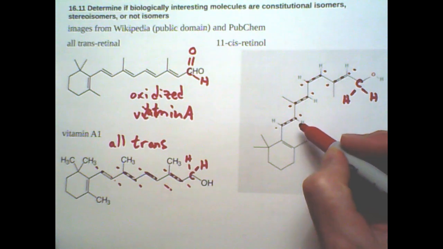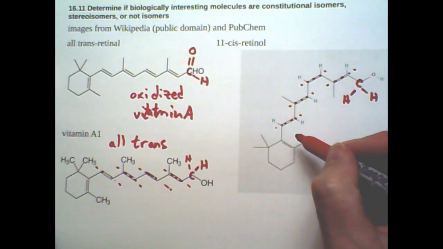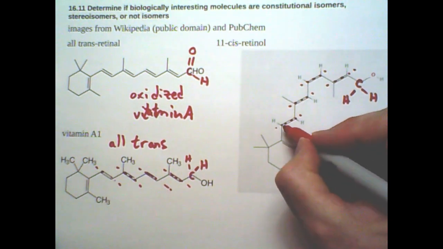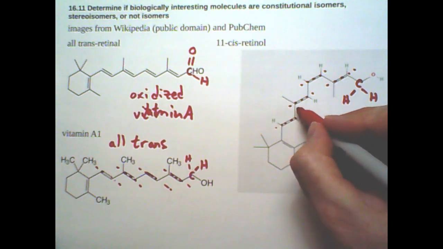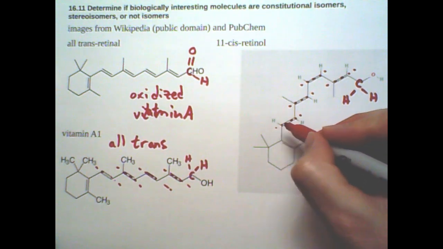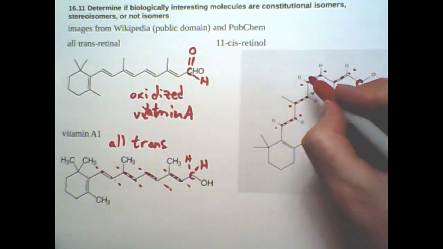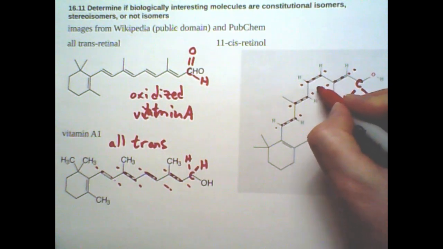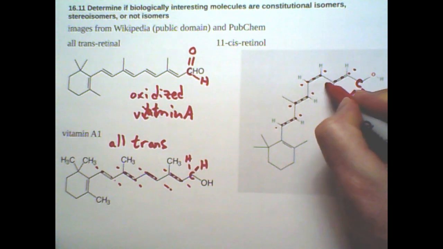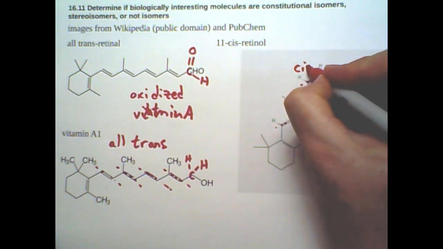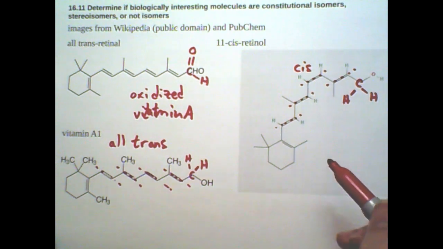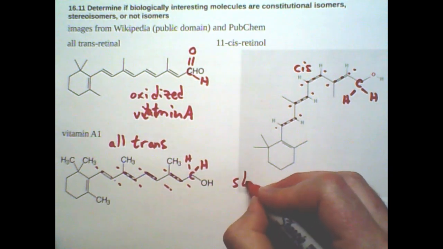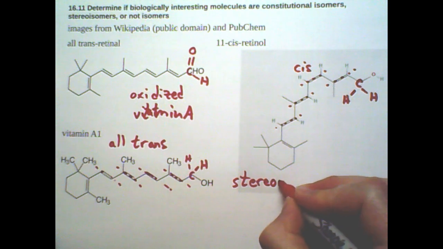Now here with this 11-cis retinol, we've got trans on this double bond, trans on this double bond, but the biggest groups, the hydrogens, the smallest groups, are on the same side, and the big groups are on the same side across here. So this is a cis double bond at this point. So these two are stereoisomers.